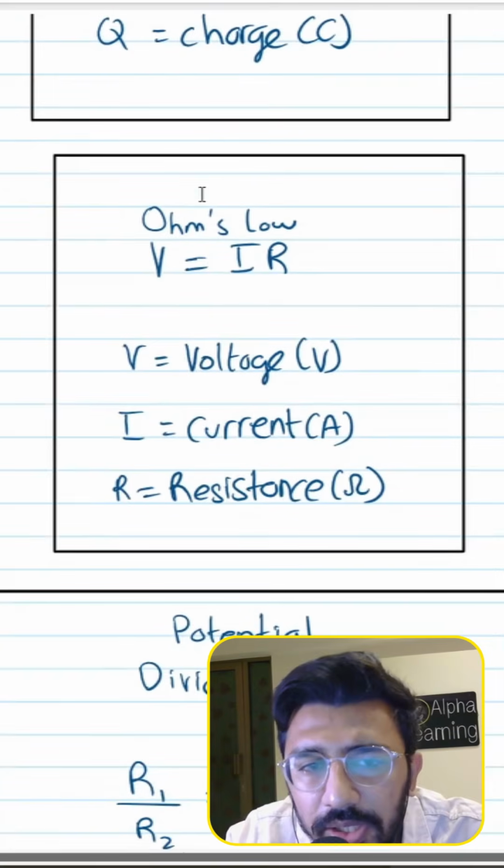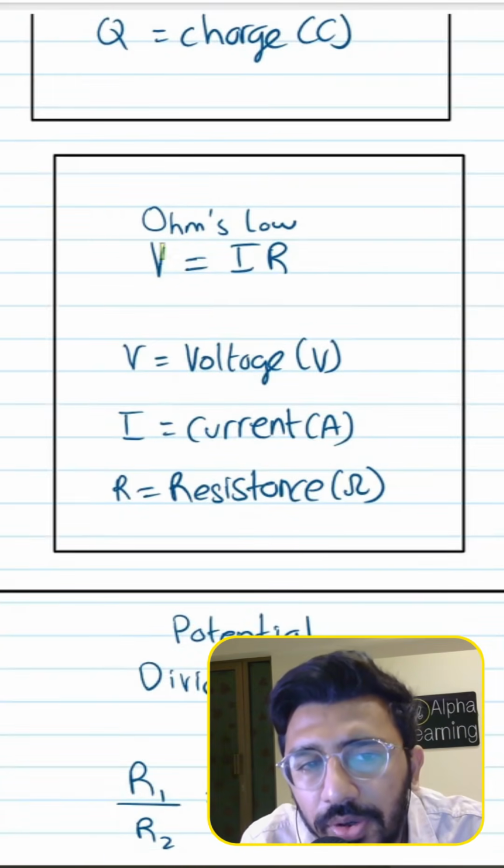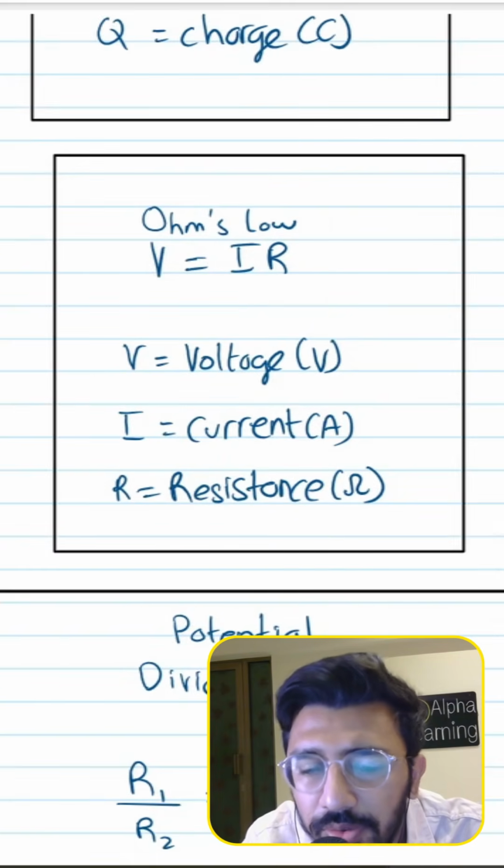The third formula that we have is Ohm's law. Ohm's law क्या कहता है? V is equal to IR. Voltage is in volts, current is in amperes, resistance is in ohms.